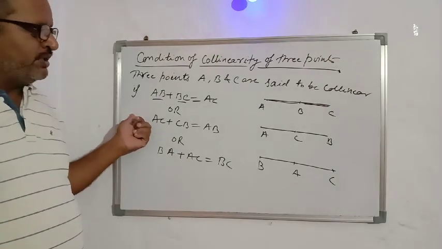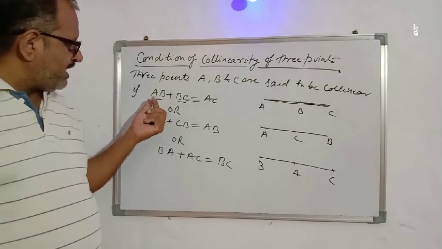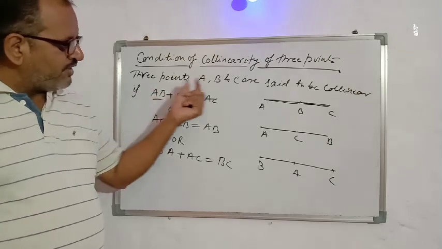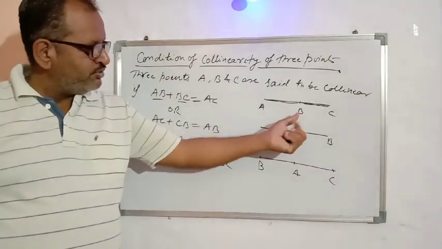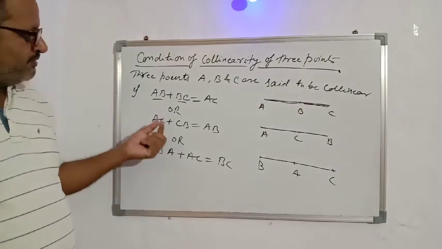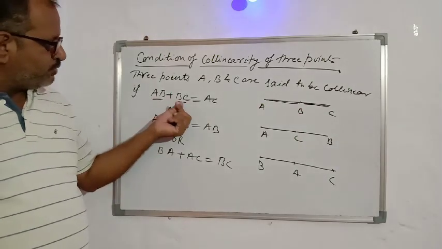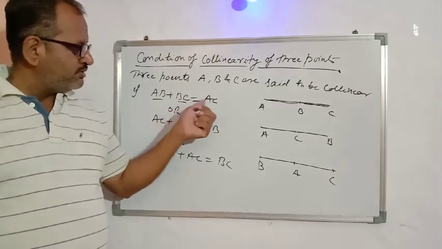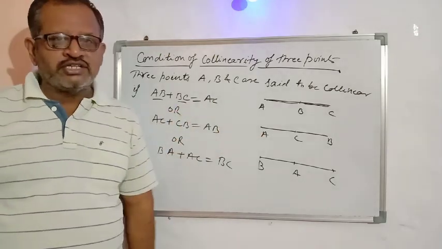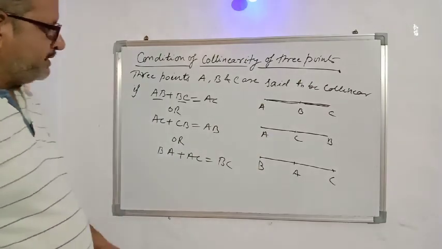So how will we prove it? We will find the length of each line segment using the distance formula. Then we will check whether the sum of any two line segments is equal to the third one or not. If it is equal to the third line segment, we can say that the points are collinear. So let us see one question.